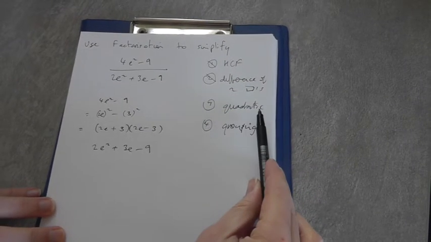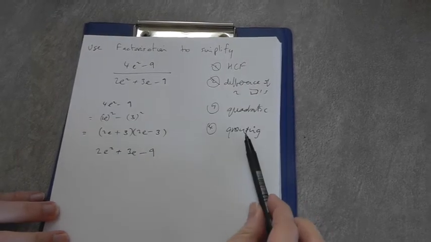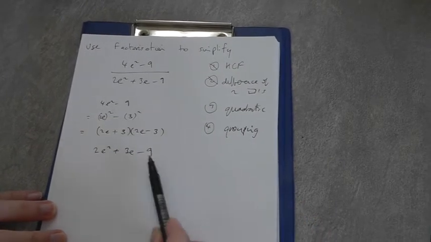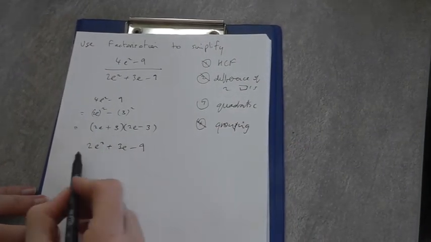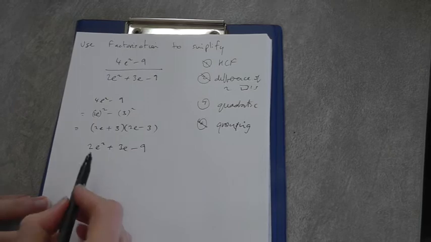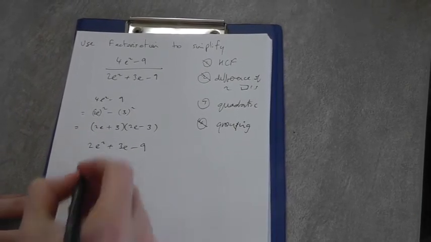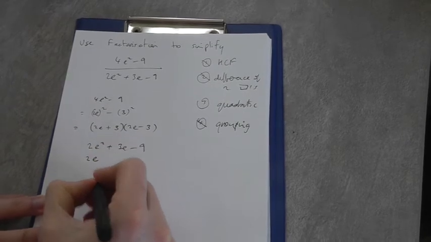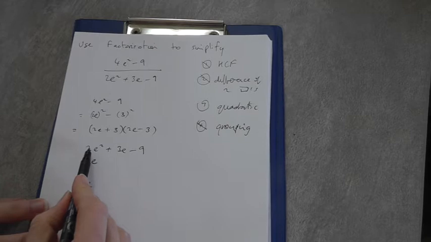A quadratic is generally 3 terms, so it's definitely a possibility. Or could it be grouping? A grouping is generally 4 terms, and this is 3. I'm going to rule that out, so I'm going to use the quadratic technique with this one. And here's how we do that. First of all, I need 2 terms that multiply together to give me 2e squared. And that would be 2e multiplied by e. 2e multiplied by e is 2e squared.